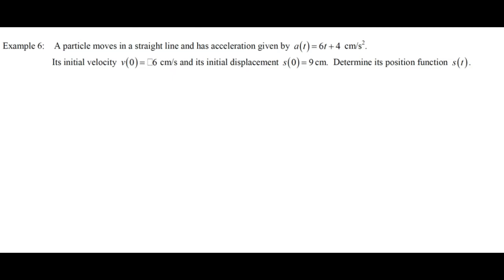A particle moves in a straight line. So this is acceleration, velocity, and displacement. Particle moves in a straight line and has an acceleration given by a of t is 6t plus 4 centimeters per second squared. Its initial velocity, v of 0, is 6 centimeters per second.